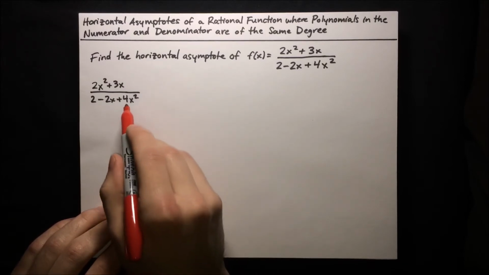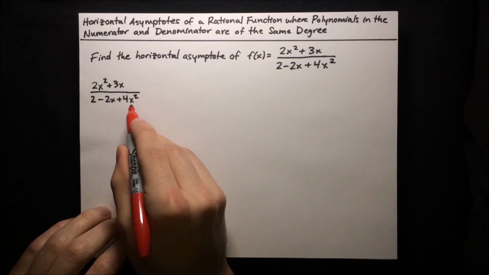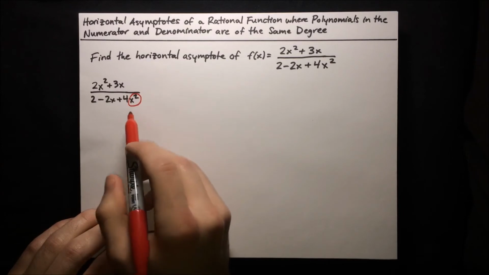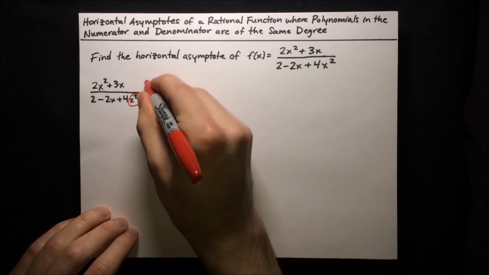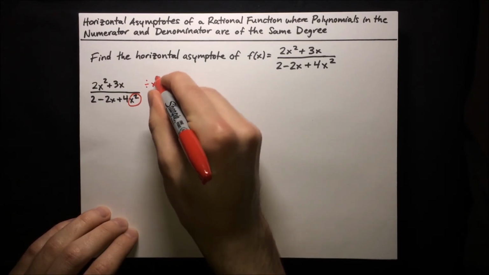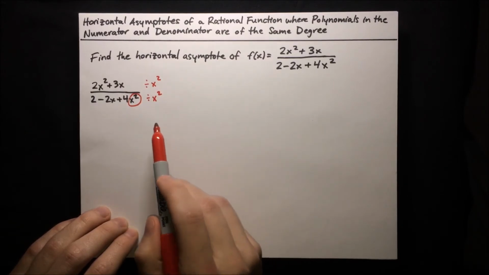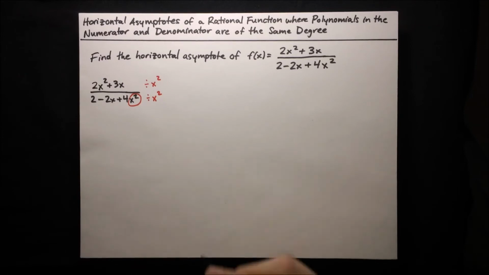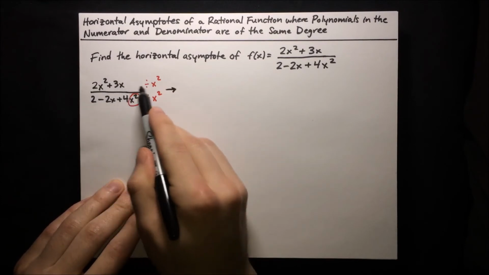And that's this 4x squared term here. And in particular, we're going to ignore the coefficient. We're just going to focus on the x squared right here. So looking at that x squared, we're going to divide the top and the bottom by x squared. And that'll turn our function expression into an expression that's easier to tell what happens as x gets very, very large.